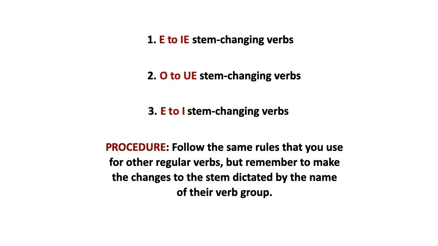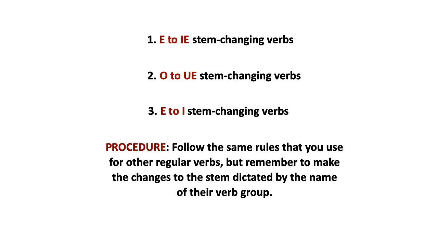So if it's an E to IE, take that E, change it for an IE. If it's an O to UE, take that O in the stem and change it for a UE. If it's E to I, exactly the same, take that E that you find in the stem, change it for an I, right?